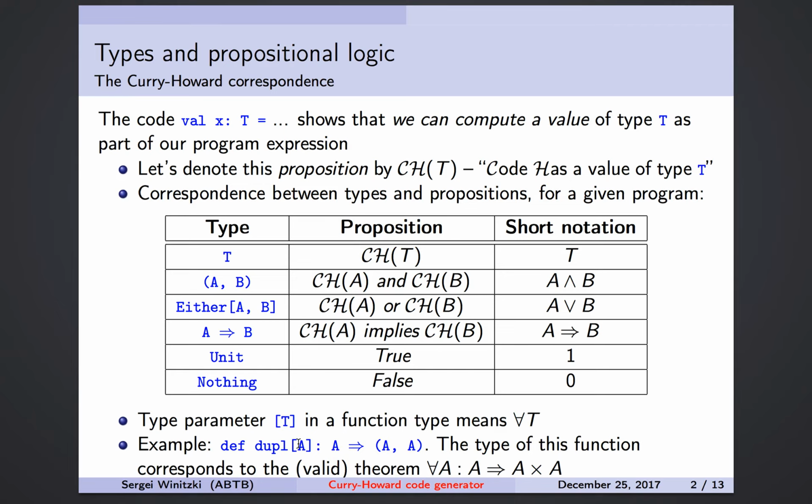Because this function works for every type A, the logical formula that corresponds to this type is that for every A, it follows from A that A and A. This symbol I should have replaced with this symbol. I will fix that in the slides. This is the conjunction, the logical and.